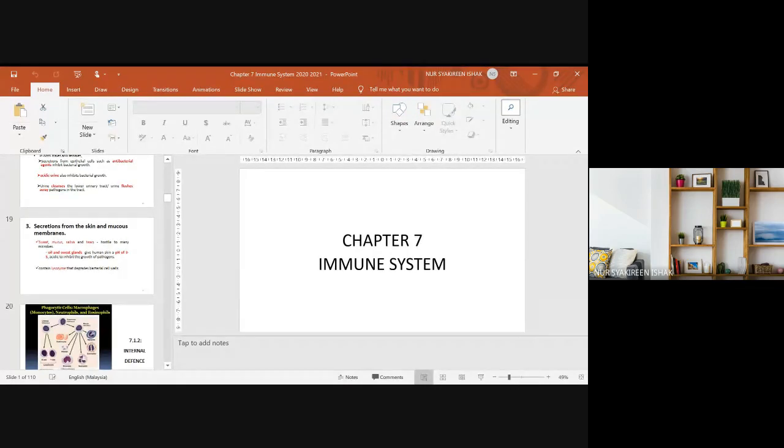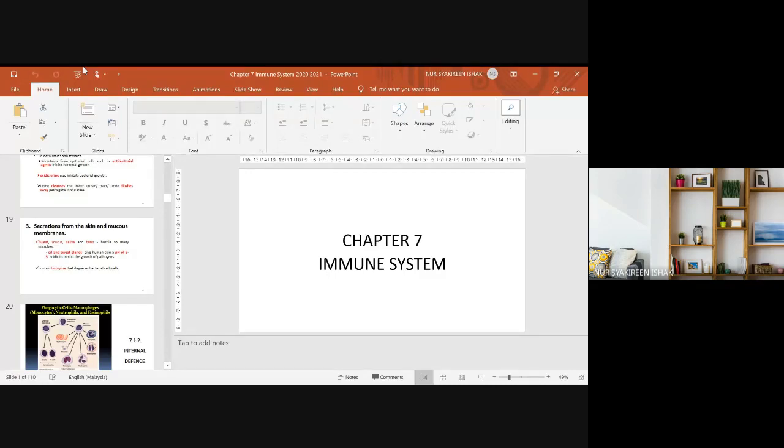Then the second line of defense involves, for example, white blood cells that have the capability of engulfing the bacteria. We call them phagocytes. You have several types of phagocyte: the neutrophil, the eosinophil, the macrophage, and the dendritic cells. These are the phagocytes that will engulf the bacteria or the pathogen.